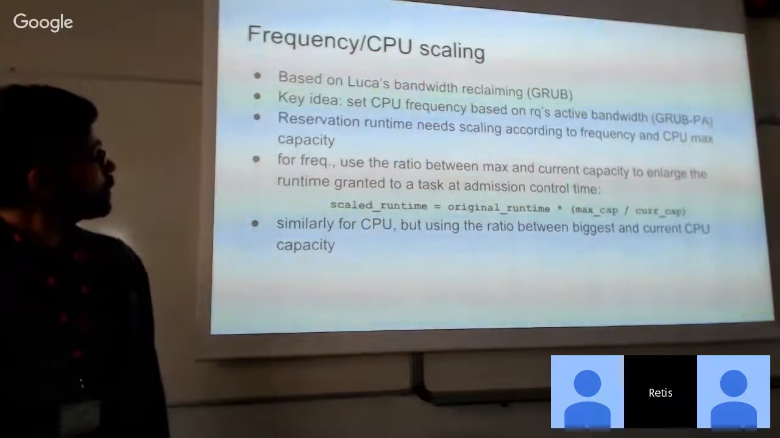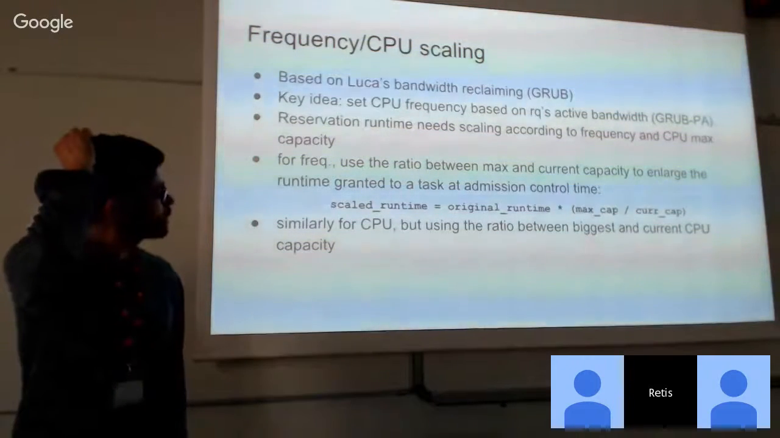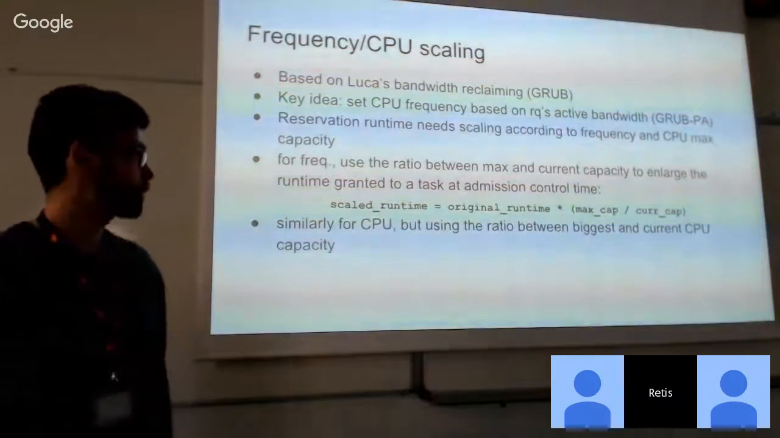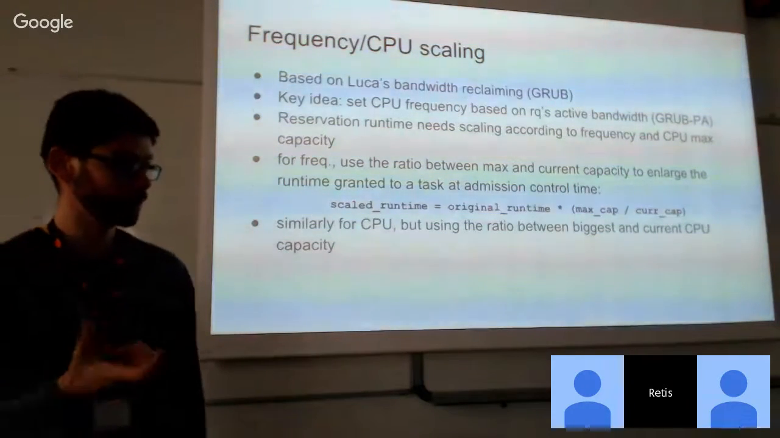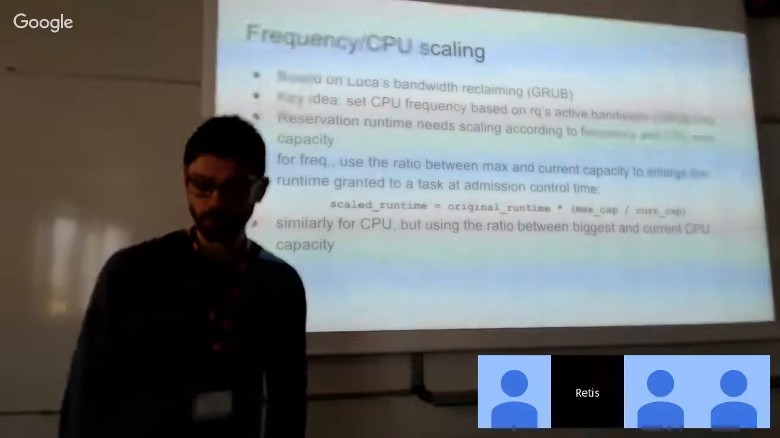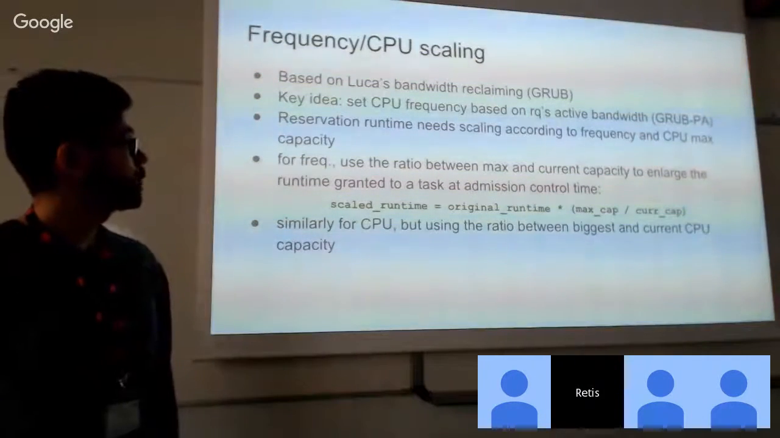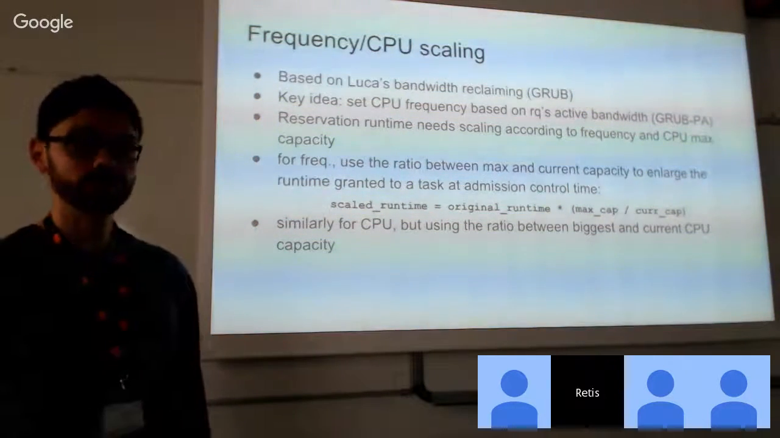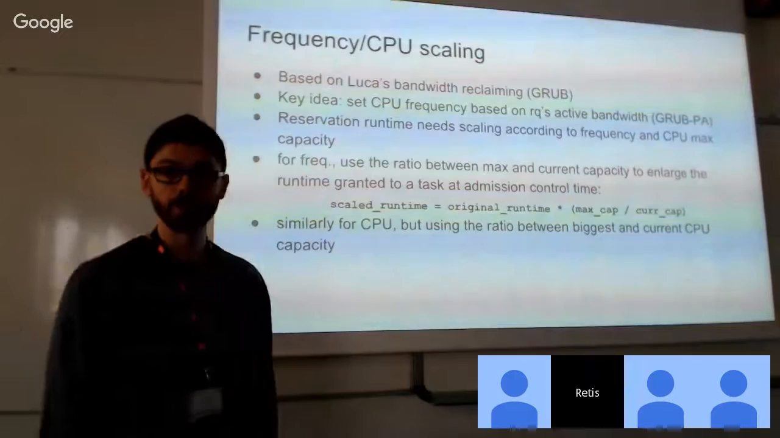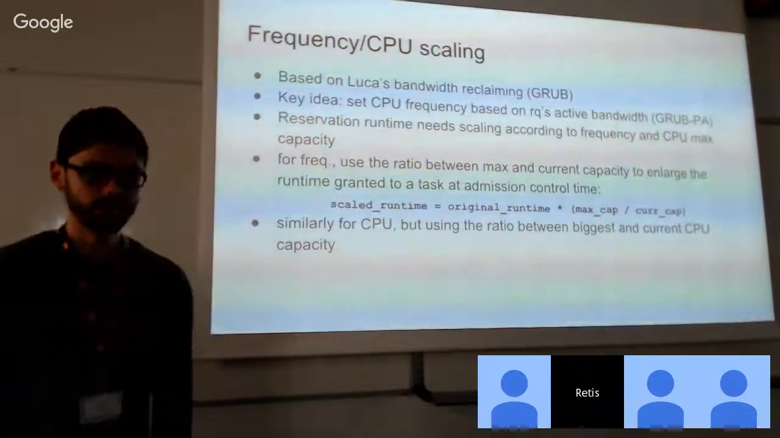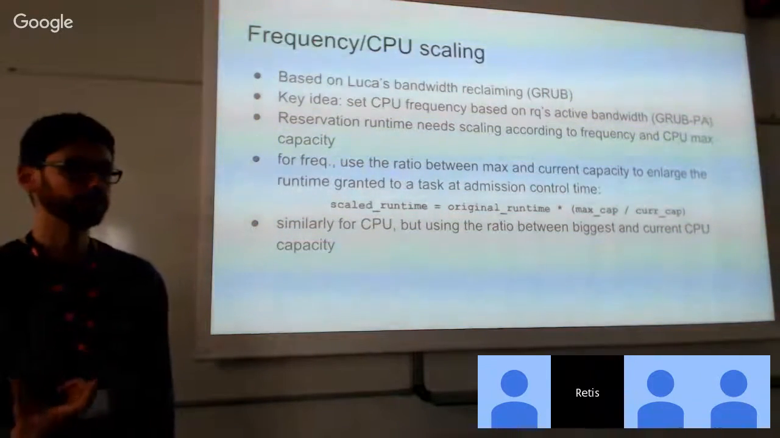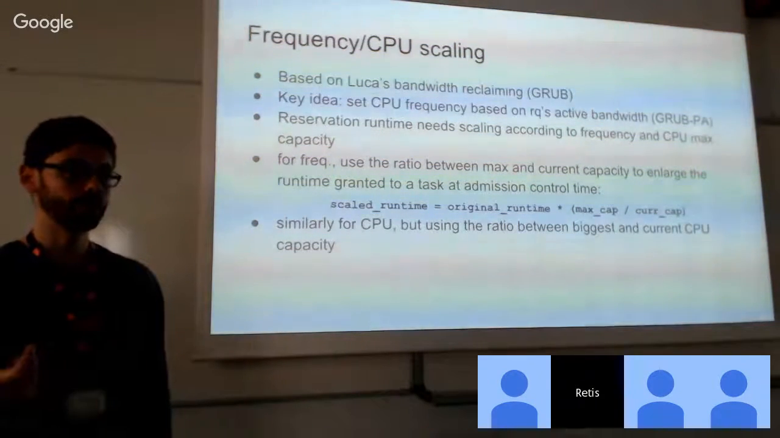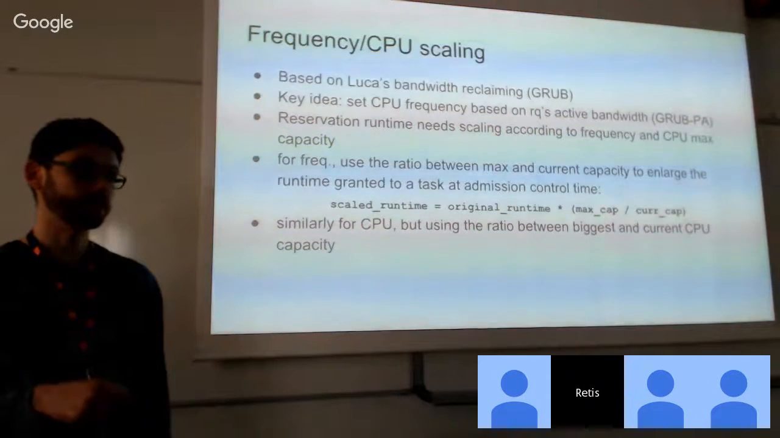yeah, so all this stuff that I'm going to talk about is based on Luca's bandwidth reclaiming patches that he presented yesterday, because basically we use one of the values that it actually exposes with the patch. One thing that we introduced with this set of patches is frequency and CPU invariance. So like we have for the PELT signal, for deadline, we need to be able to scale the reservation parameters considering both frequency and CPU max capacity.